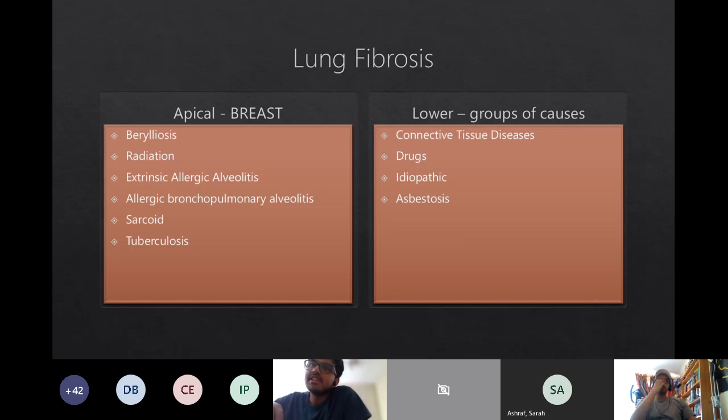Is the slide going to change? Nope. My internet's just dying, sorry.